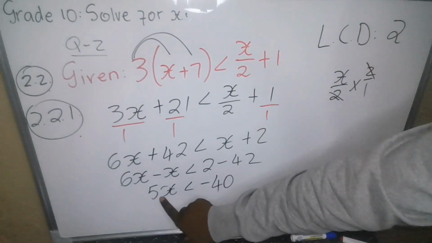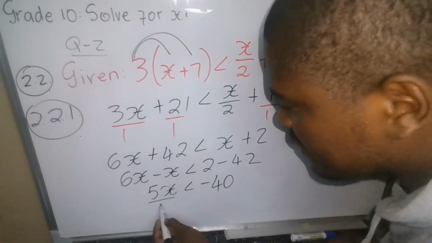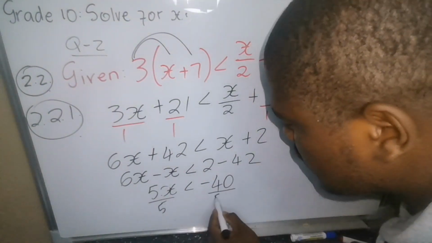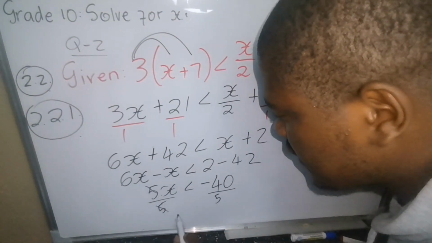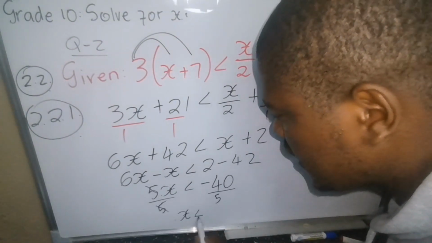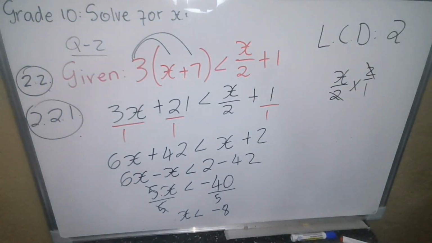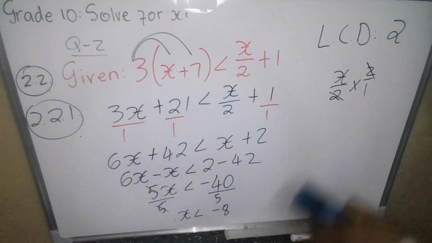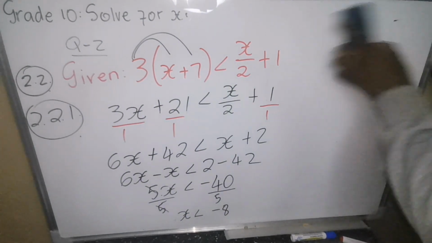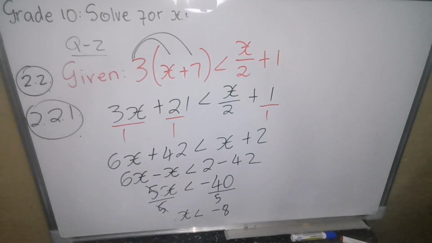Then now I'm left with x on one side. I divide both sides by 5. Then this 5 divided by this 5, and x here will be smaller than negative 8. This is our answer, guys. I hope we are clear on that. Then you're going to get your marks there.